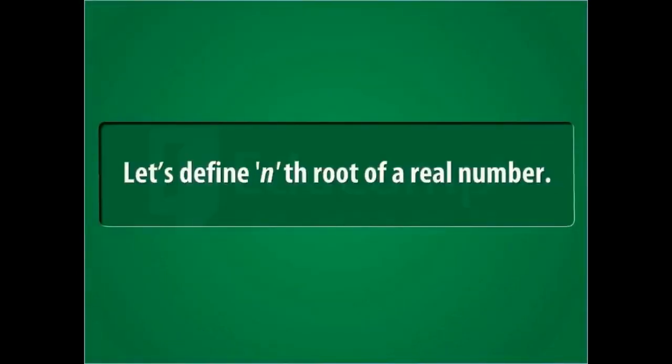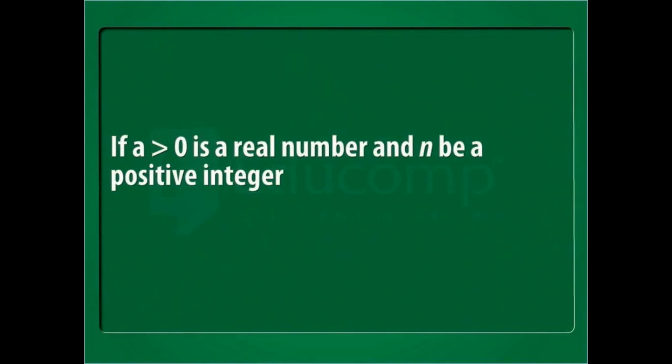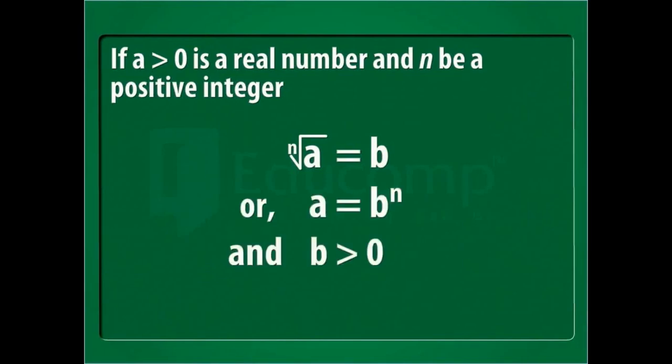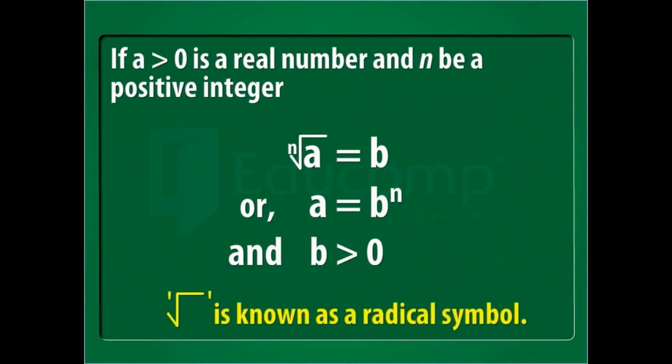Now let's define nth root of a real number. If a greater than 0 is a real number and n is a positive integer, then nth root of a equals b, means a equals b raised to the power n and b is greater than 0. Note that this symbol is known as a radical symbol.